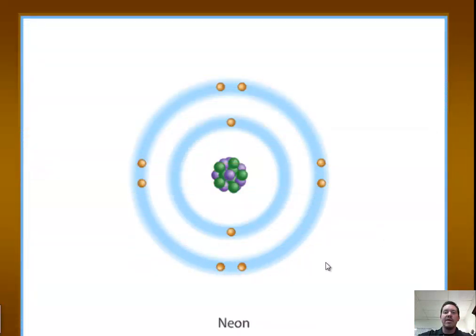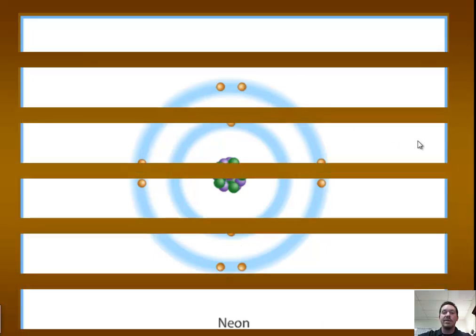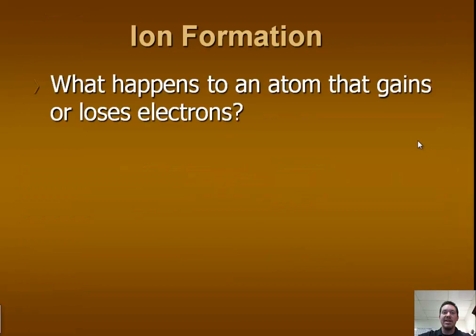And then finally we have a neon example here. Neon has 10 electrons, 2 in the first shell, 8 in the outer shell, so it has 8 valence electrons. It wants to have 8 valence electrons, so neon tends to be unreactive because it's got a stable outer shell. It's happy. It likes to have 8.